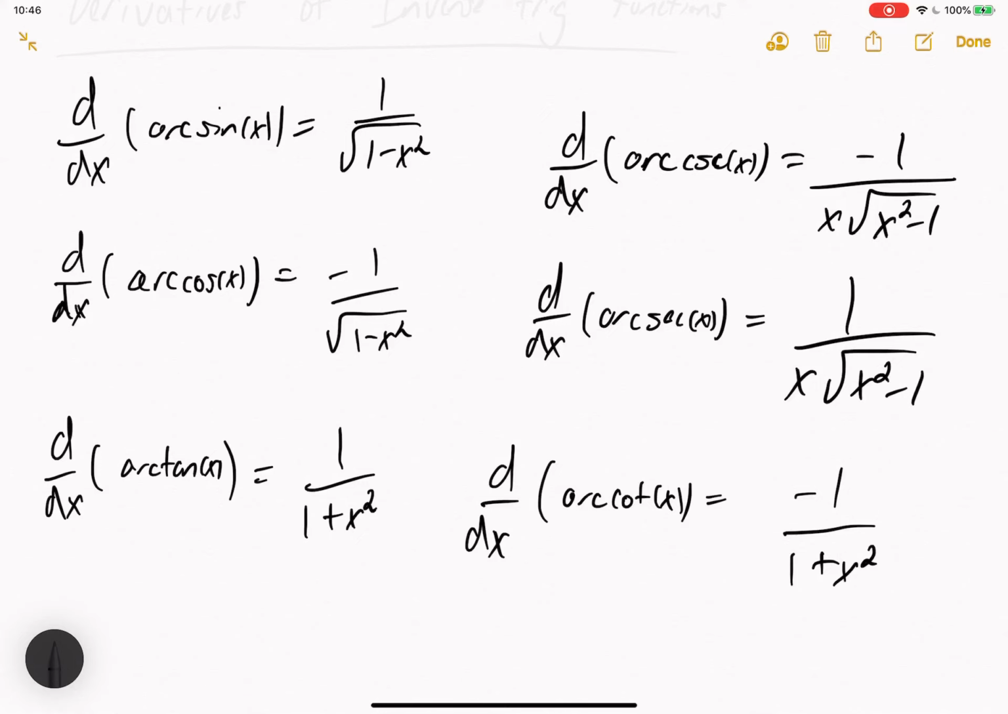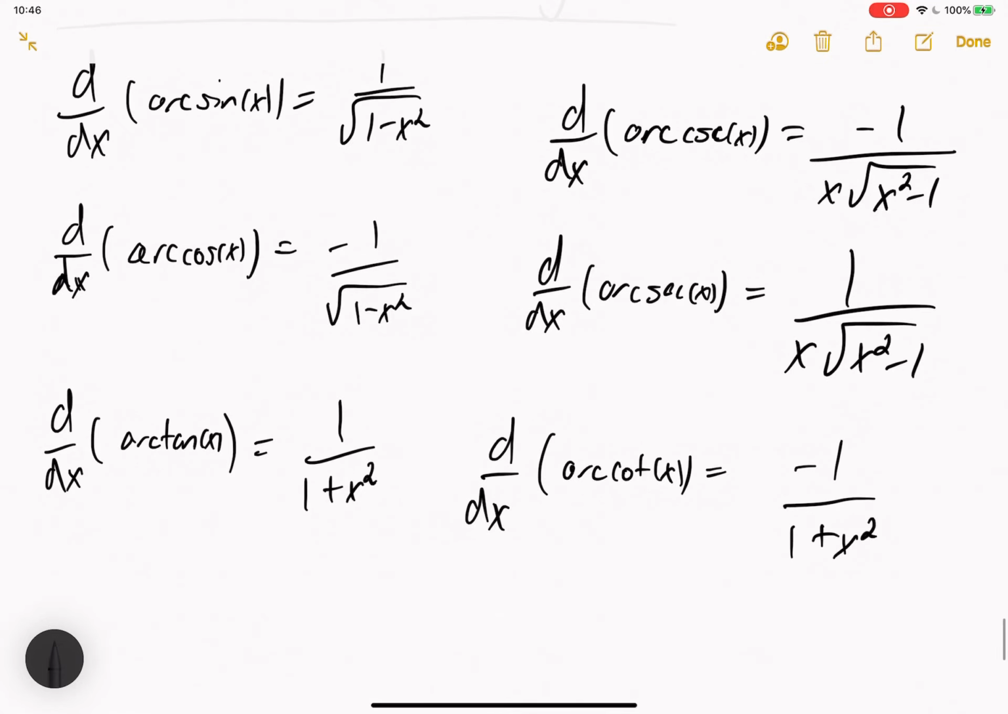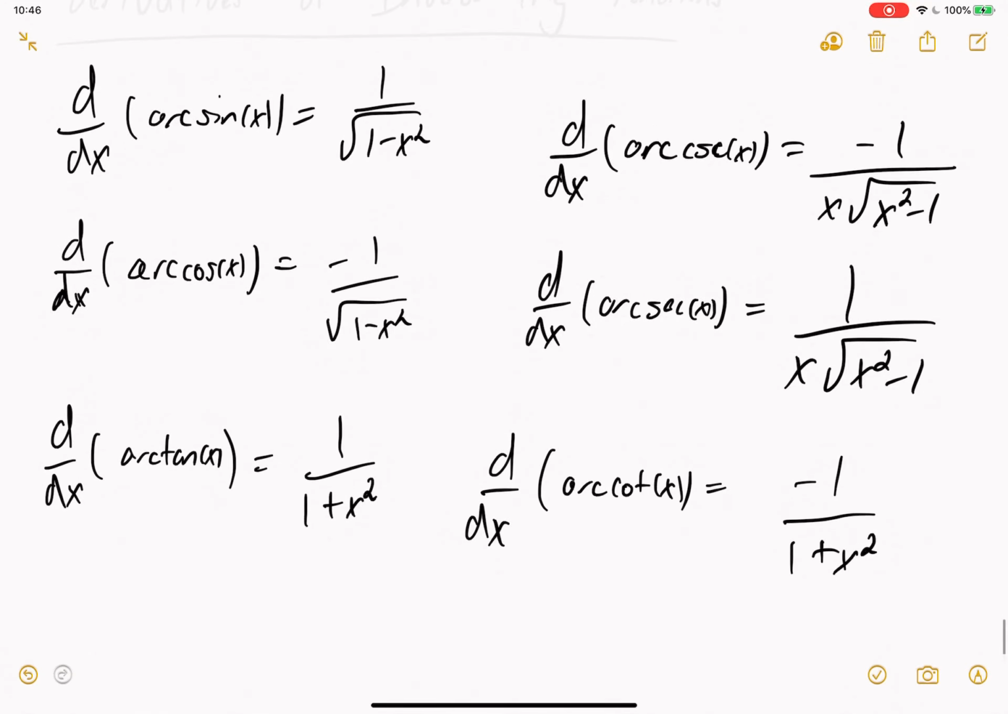So, let me just double check. Yep, that's it for this section. So, that's it for 3.5, I think. Yes. And again, it's not too bad or anything. It's just a bit weird at first to get used to, especially now that you're taking derivatives in another new way. And that's honestly like half of calculus. Calculus is just learning how to do something entirely new.